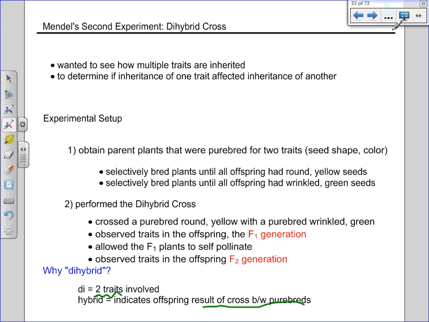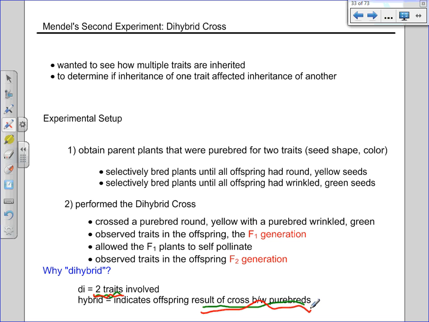Okay, on Friday we did go over the next set of experiments that Mendel had done. So he did dihybrid crosses next. Remember, mono meant there was one trait being studied. In this case, he looked at two traits, and crosses again between two purebred parents. He wanted to see how multiple traits are inherited, to see if one trait affected another.